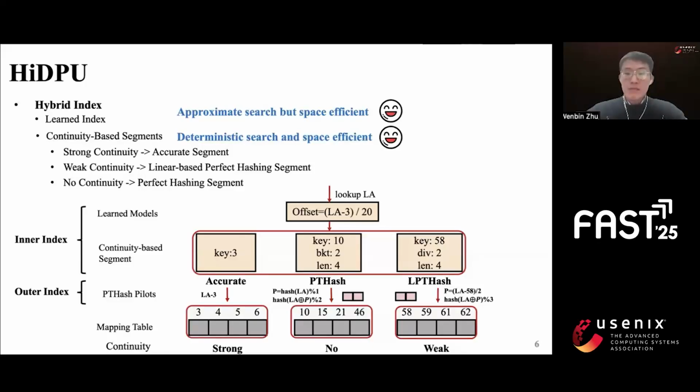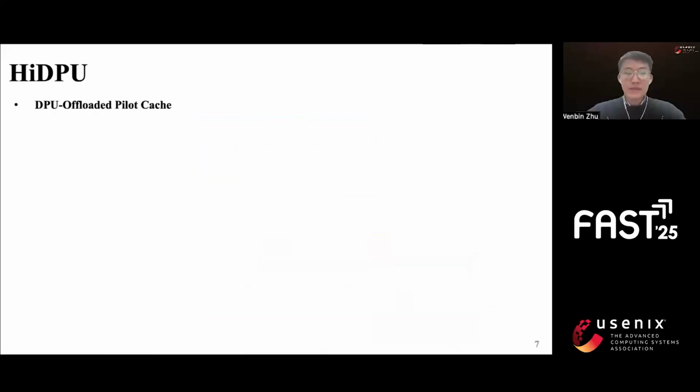The linear-based PTHash segment works similarly to the PTHash segment, except that the pilot position is determined through a division operation instead of a hash. For accurate segments, one DMA is already sufficient to fetch the mapping entry, but for PTHash and LPTHash segments, an extra DMA is needed to get the pilot value.